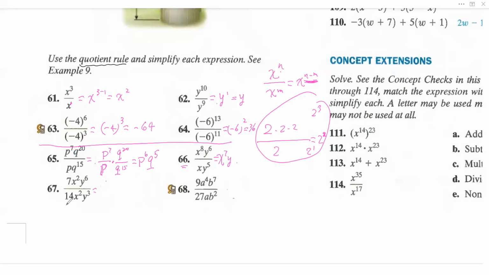So the number part will be easy. We can do that one, right? So it became here. What about x? The x here, cross out. They are the same. So what is left is 1. So x is done, nothing left behind. What about y? Here, y power 6 minus 3. So power 3, right? Cubic. All right, that's it. Just rewrite here.